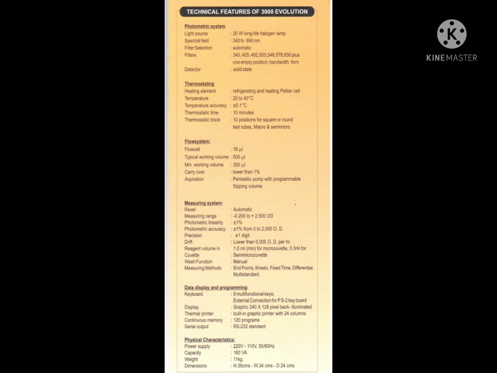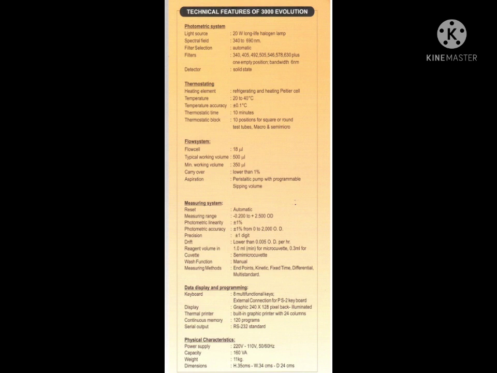The photometric range, measuring range is minus 0.2 to 2.50 optical density, or absorbance, you will get. The other features are common, as you can see in the catalog. Cuvette is semi micro cuvette. Wash function manual. Measuring methods: endpoint, kinetic, fixed time kinetic, differential, multi-standard. These features you will find in many other instruments also.